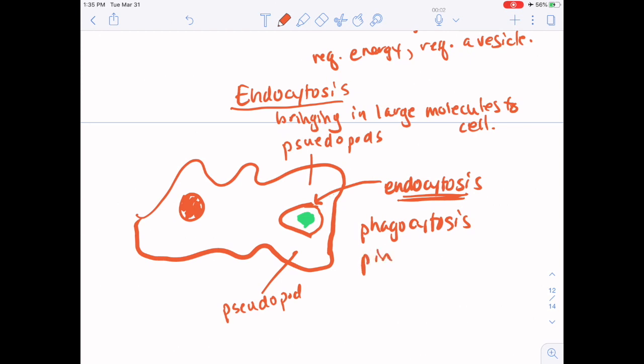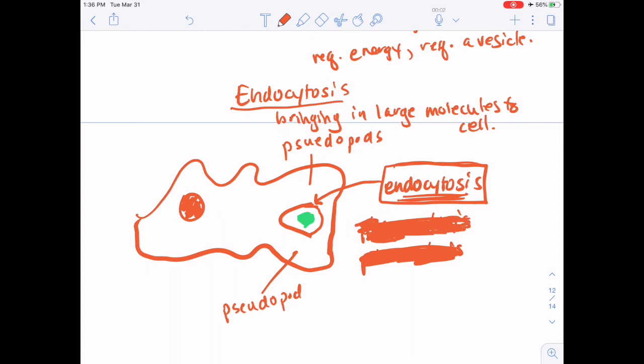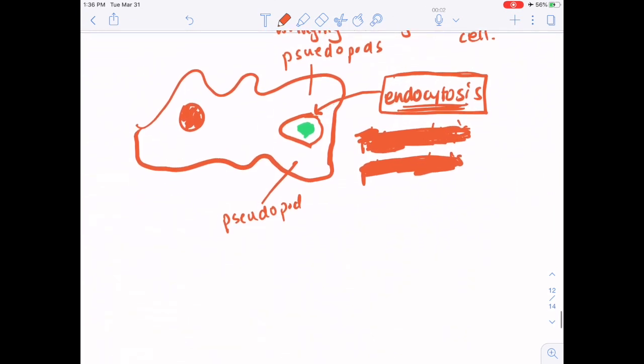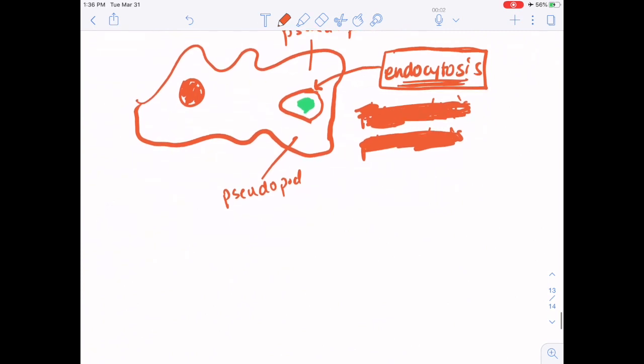Another one is called pinocytosis, but you know what? Screw this. Let's just call it endocytosis. I'm not going to make you learn these two terms there. One is just for particles in solution, one is for solid particles, but let's just call it endocytosis. Endocytosis and exocytosis. Bulk transport across the membrane.